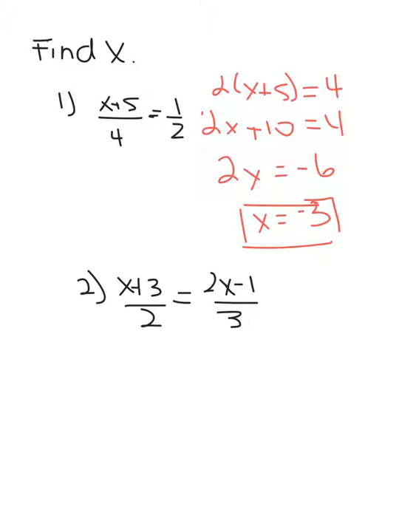Now a good way to do this also is I can double check my work by plugging that back in. So on my numerator I have x plus 5, so that would be negative 3 plus 5, which is 2. So it gives me 2 over 4 is equal to 1/2. So that's true, so I know I have the right value, and x is equal to negative 3.